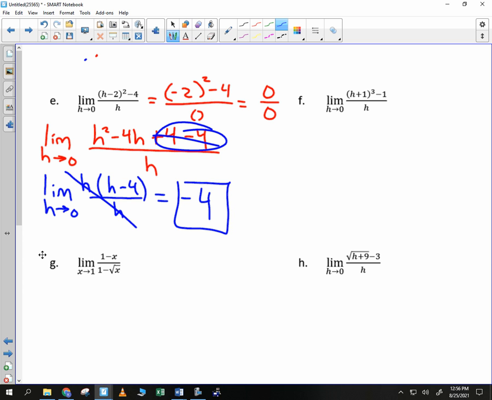When we multiply out h plus 1, we get, limit as h goes to 0 of h cubed plus 3h squared plus 3h plus 1, and then we have that minus 1. See if you can take it through the rest of the way on your own. See what you can do on your own. Go ahead.